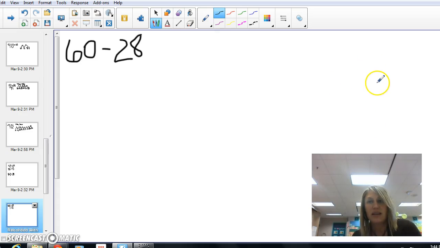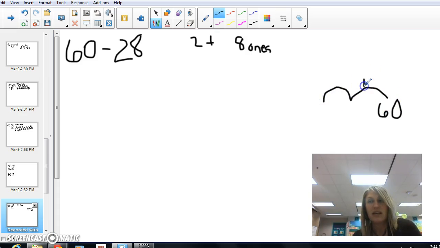So we have 60 minus 28. We're going to write down our biggest number, 60. We know that 28 is 2 tens. We can put a T if we want for tens, and then 8 ones. I might write that out though because I don't want you to think that it's 80. So first we're going to jump back by tens, 2 tens, 1, 2. We're going to write 10 up here so we know what we're going backwards by. And we know 60, 50, 40.